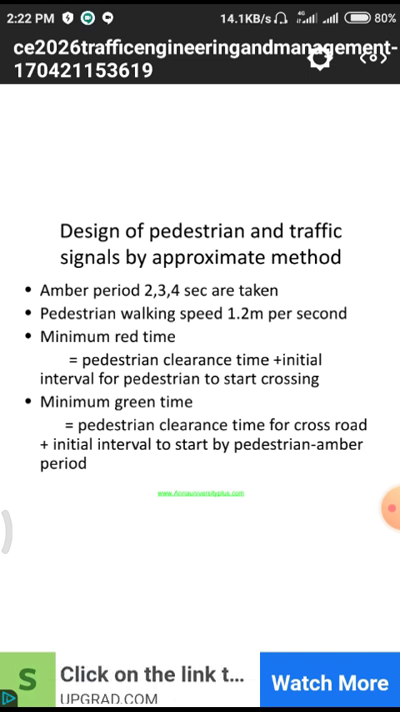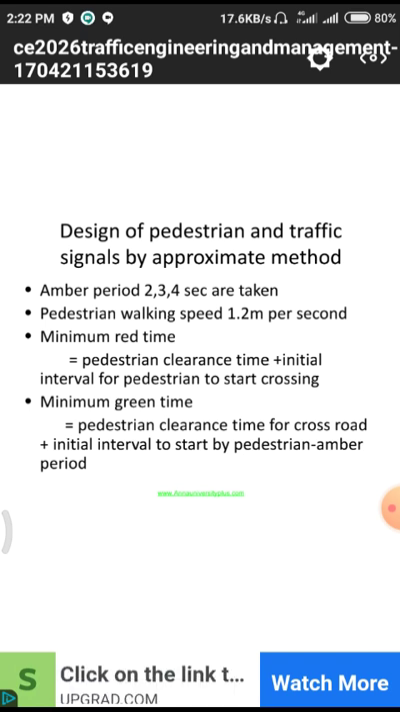In those junctions they also have to use these signals, so this is also one part of signal design. We need to consider pedestrians as well, and we have to give some amount of time to them. The amber period is normally given as a maximum of 5 seconds, and the minimum is 2, 3 or 4 seconds.